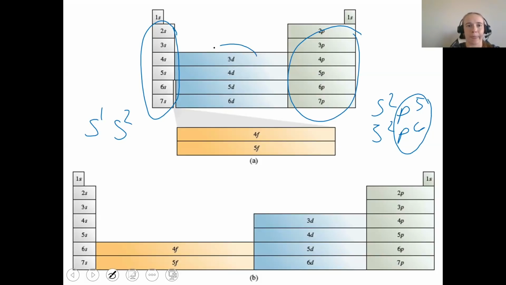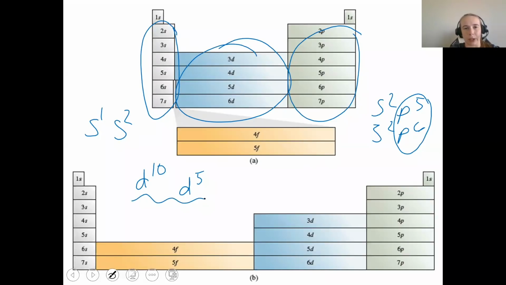All right, the blue area here, our transition metals, as we like to say, are the d block. So our d block is anything whose valence electron configuration is going to end in d. So we've got d10 or d5. Anything that ends with d electrons is going to be in the d block.